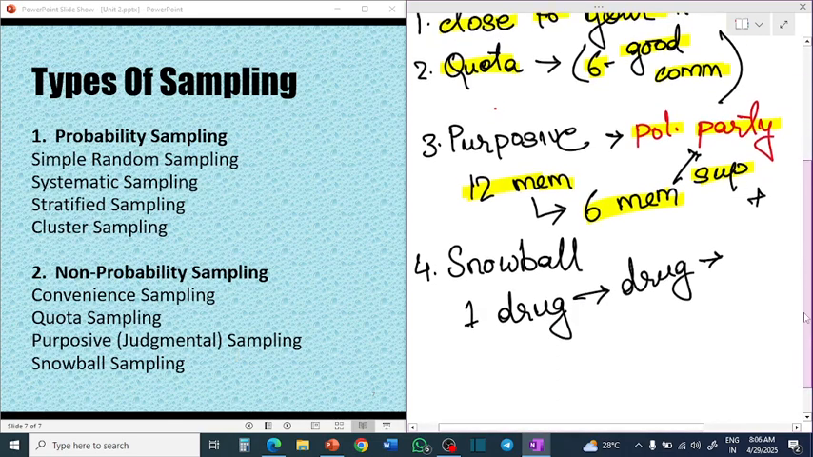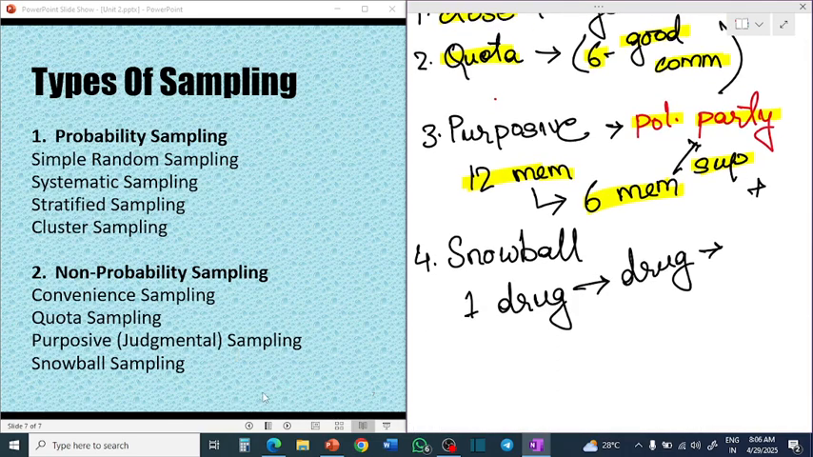The last one is snowball sampling. In snowball sampling, one sample refers you to another sample. For example, you are doing research on drug addiction. One drug addict will give you the address of another drug addict where you can get the information, and that person will give you the information of a third drug addict from where you can collect your data. This is known as snowball sampling.